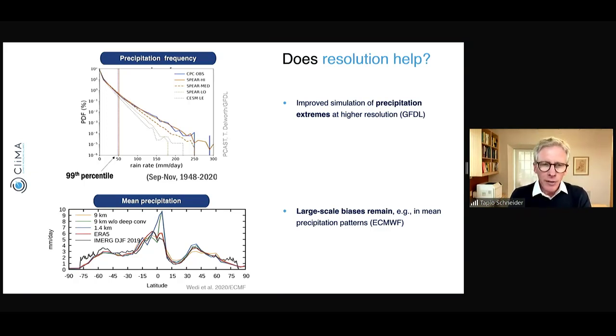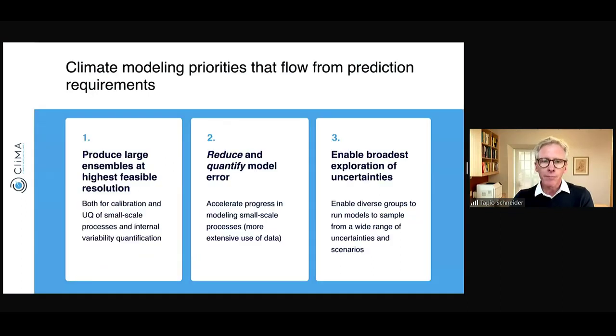However, resolution is not going to solve all problems here. If you look at high resolution simulations of mean precipitation at the bottom panel, this is from ECMWF, comparing about 10 with about 1 kilometer resolution simulations, you see that even at 1 kilometer resolution, it's the blue line relative to observations in black, there are large biases in the distribution of precipitation. So just higher resolution will give you better resolution of the frequency of, say, extreme precipitation events, but you might still get it completely wrong where the rain falls. So resolution is not a solution in itself.